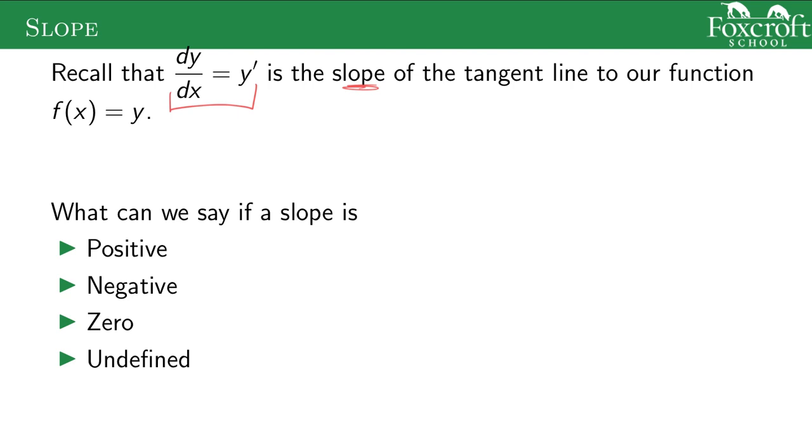And what can we say if we know things about the slope? Well, if the slope is positive, we know that our tangent line has to be going up in that direction. If our slope is negative, it has to be going down in that direction. If our slope is 0, it's flat. And if our slope is undefined, it's because it's a vertical tangent. These can all help us if we know some values for our derivative. We can plot tangent lines and figure out what our original graph is going to look like.